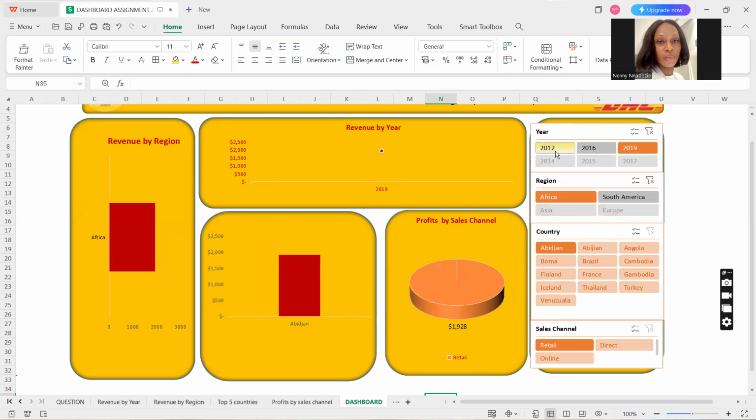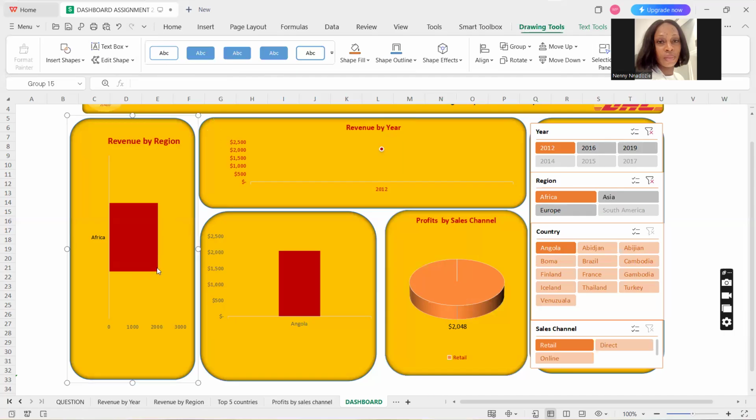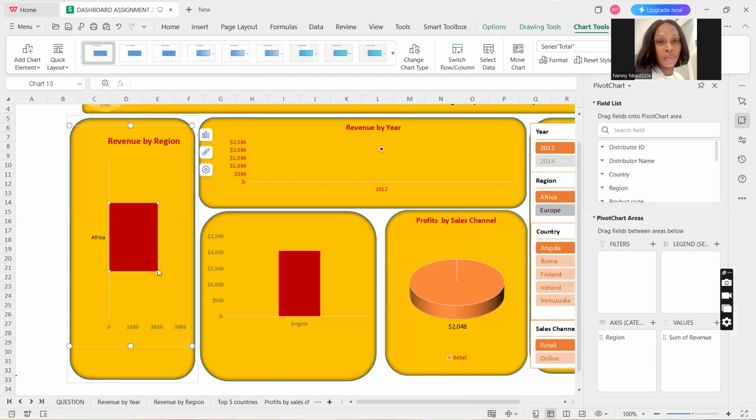Okay, so let's move to region. Region in Africa. In Africa, 2012, yes. This is the revenue that was made in the year 2012, 2,048. Then Africa is the only region. Africa region, sorry. This is the total revenue they made. Revenue by region, $2,047.